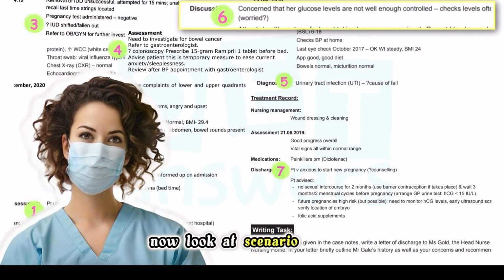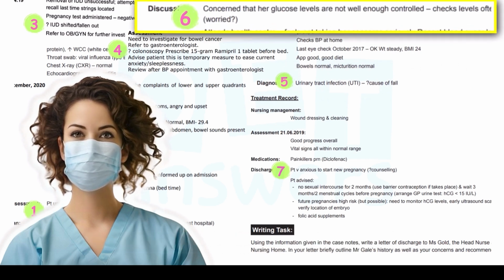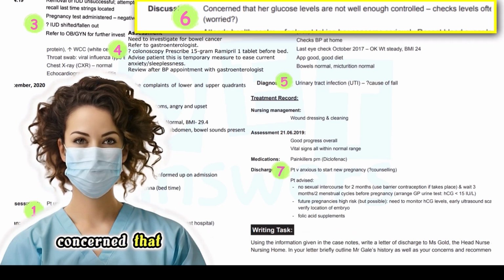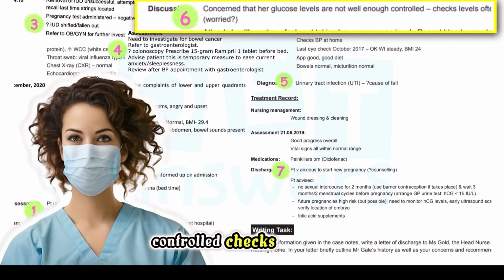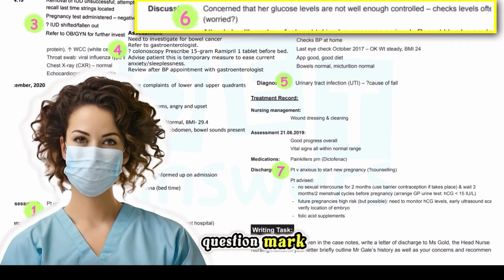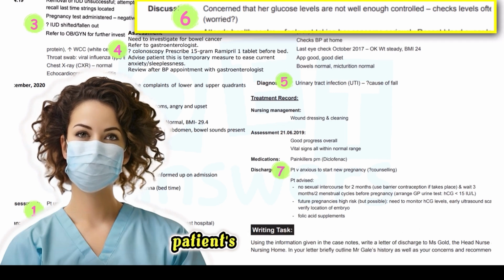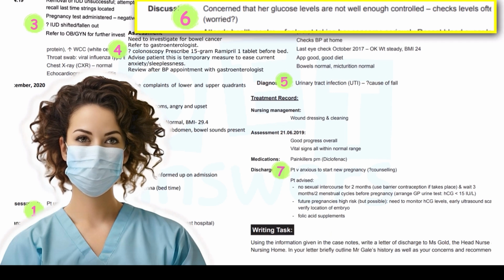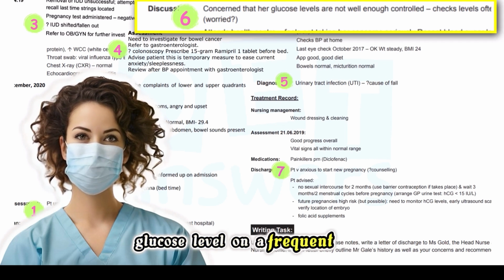Now look at scenario 6. Here the question mark comes at the end of a word. They have given this information as concerned that her glucose levels are not well enough controlled, checks level often, in bracket worried question mark. It means that the patient is really concerned about her glucose level, which is not always well controlled, for which the patient checks her glucose level on a frequent basis.